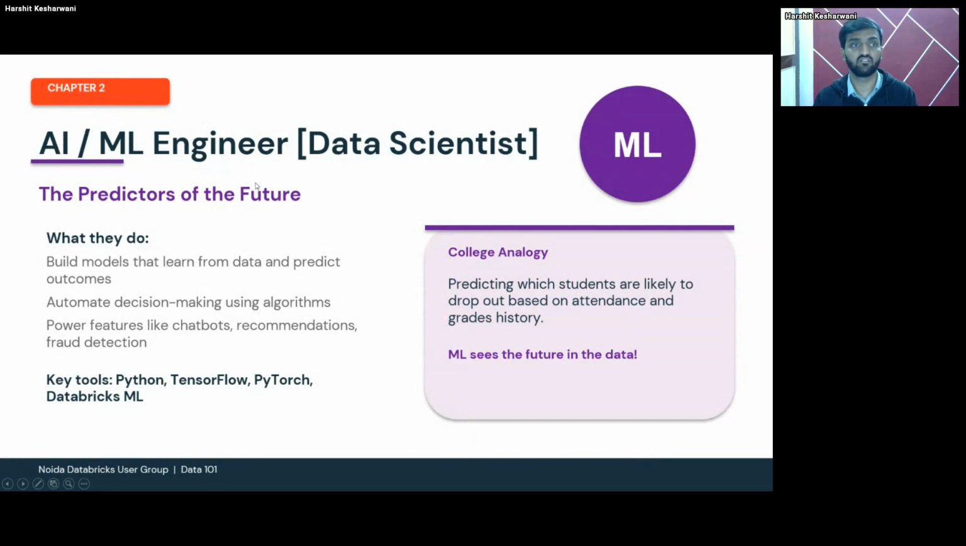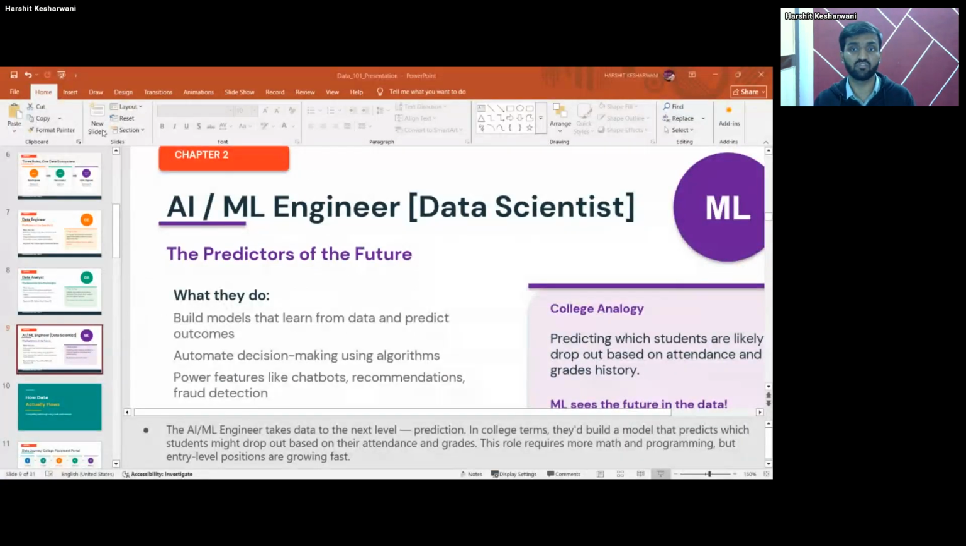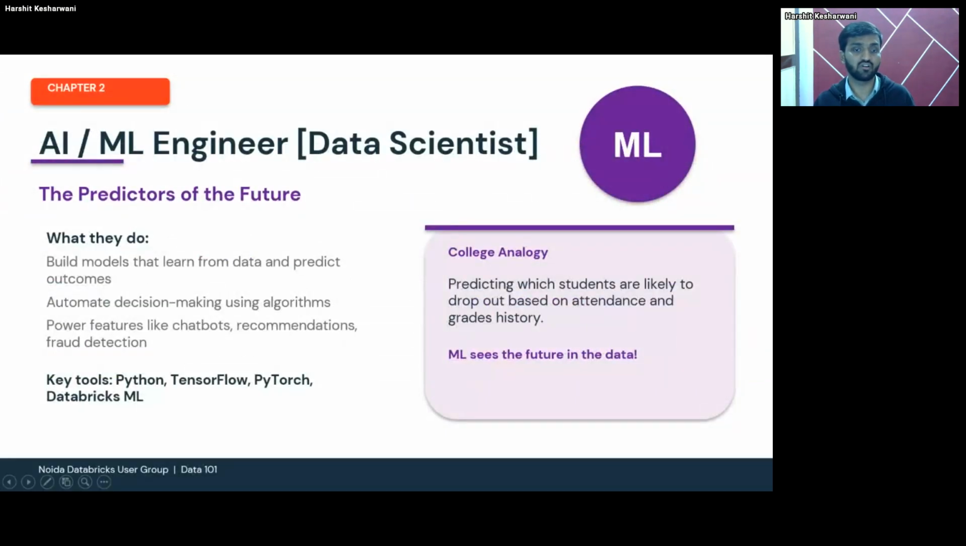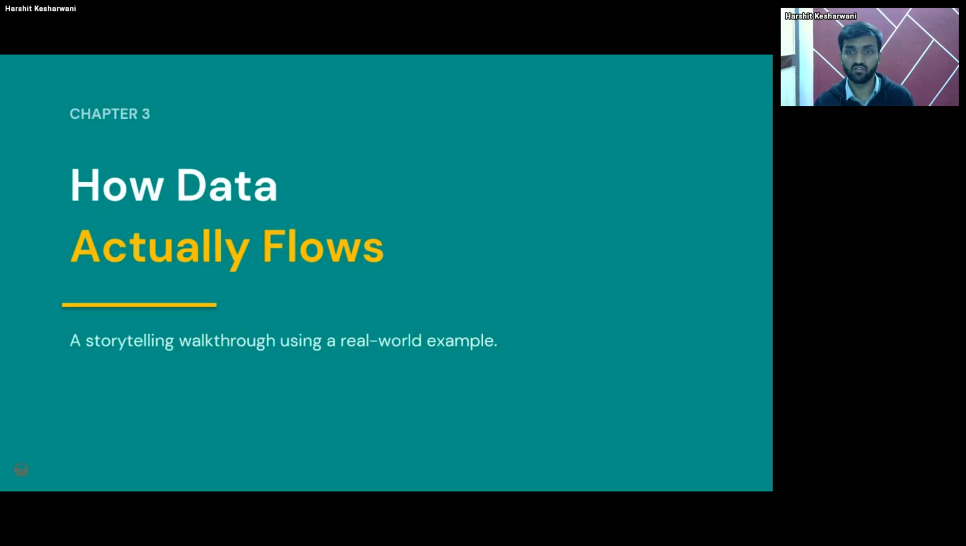Yes, okay. So we have almost covered the AI, ML, and data scientist part. Now let's understand how exactly data flows, how these roles are interrelated, how we switch from one role to another, or what the real story looks like. So yeah, let's quickly get into it.